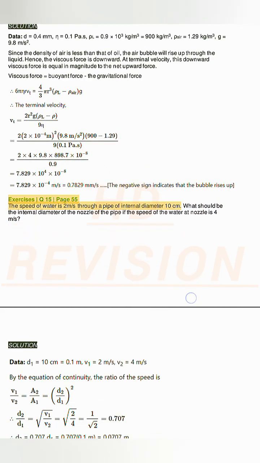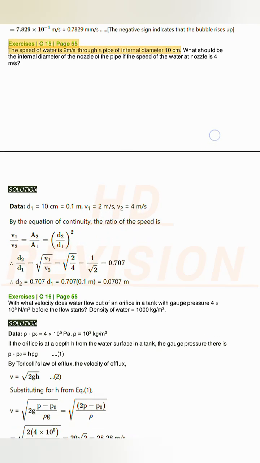Exercises, Q15, page 55: The speed of water is 2 meters per second through a pipe of internal diameter 10 centimeters. What should be the internal diameter of the nozzle of the pipe if the speed of the water at the nozzle is 4 meters per second? Solution. Exercises, Q16, page 55.